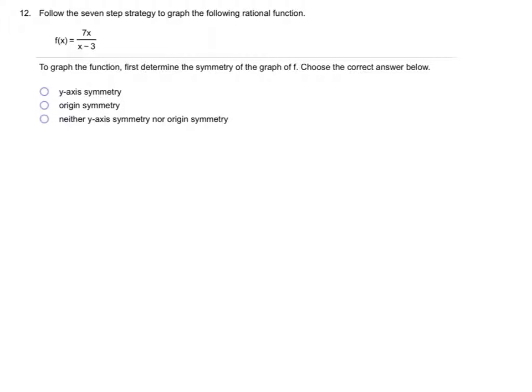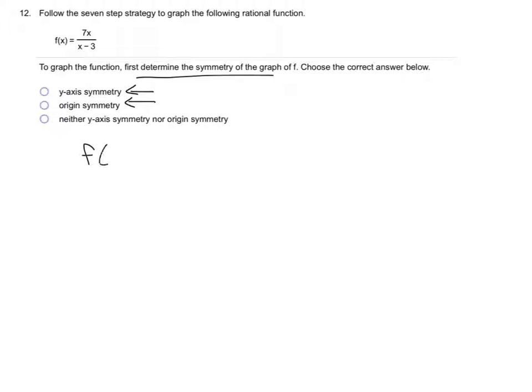Rational Functions Part 2. Follow the 7-step strategy to graph the rational function. Here I have a rational function, and the first step is to determine symmetry of the graph. I'm going to test for y-axis symmetry and origin symmetry.